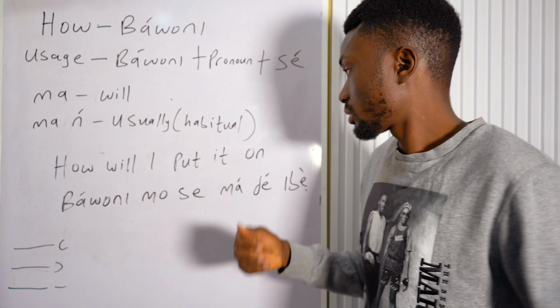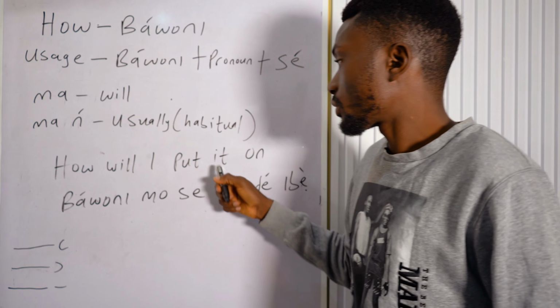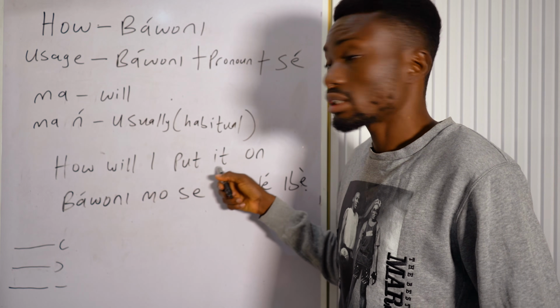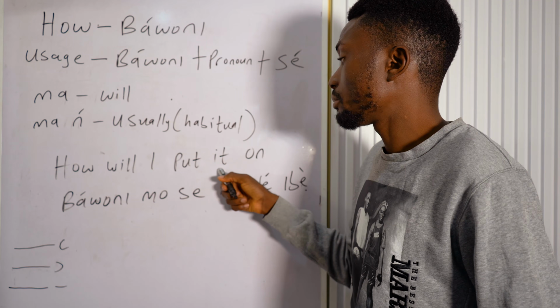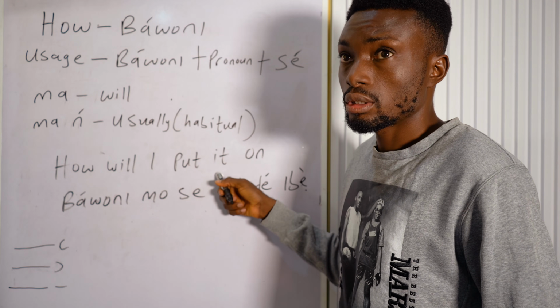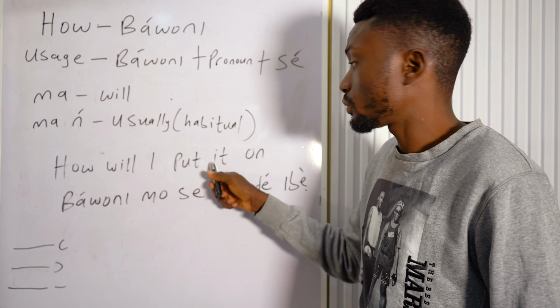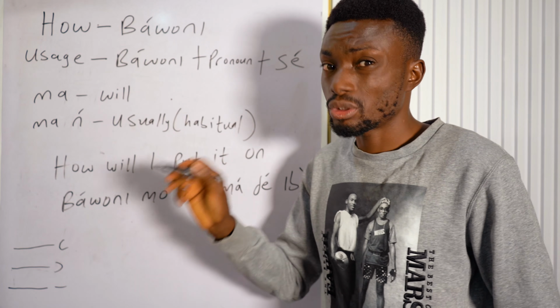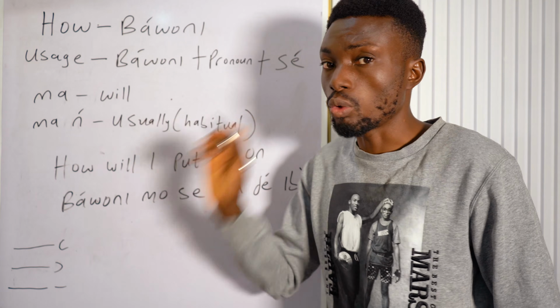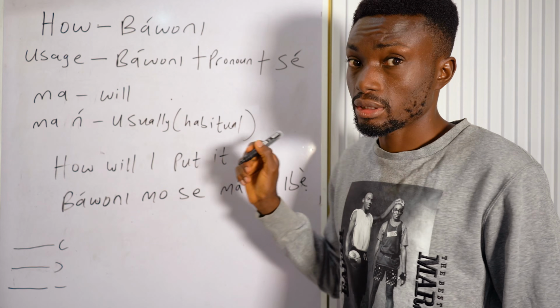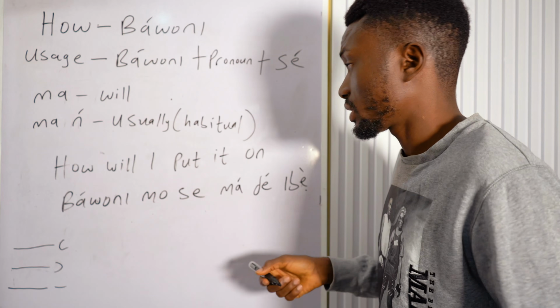Put it on. But of course, it's because this it is not represented. If it is put them on, it's wọ̀ wọ́n. Them is represented. If they put them on, wọ̀ wọ́n. But put it on, wọ̀. It is not represented as we've had in previous examples.